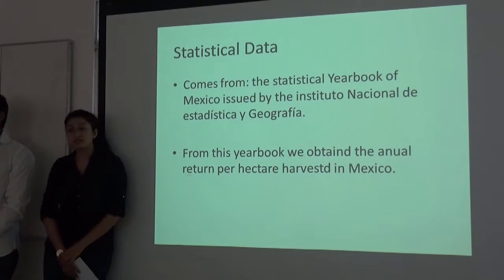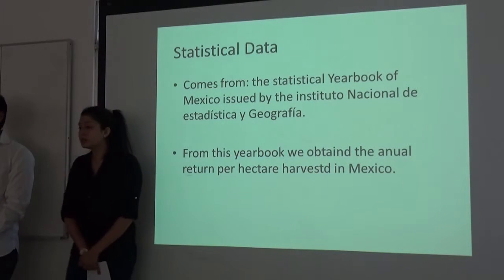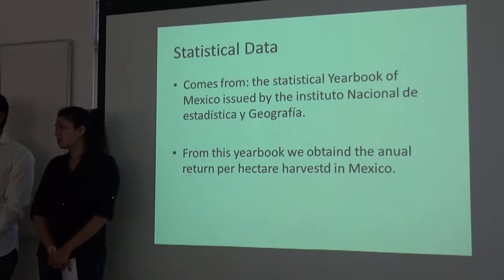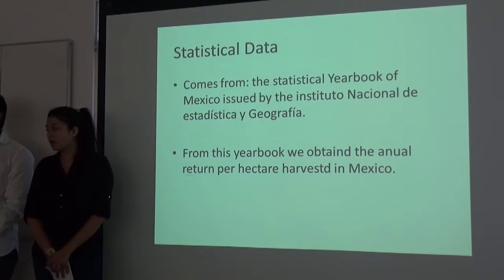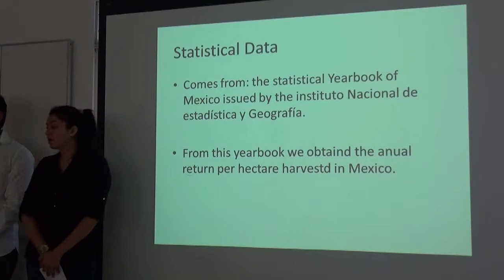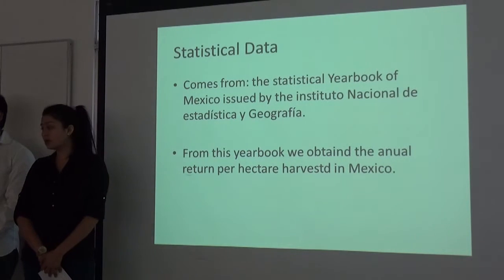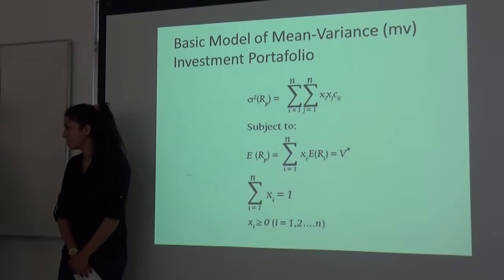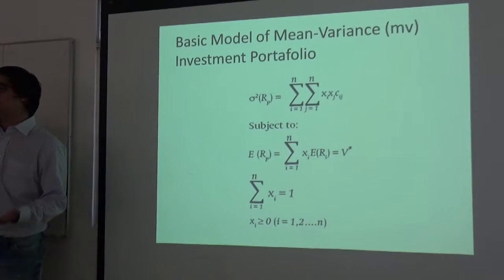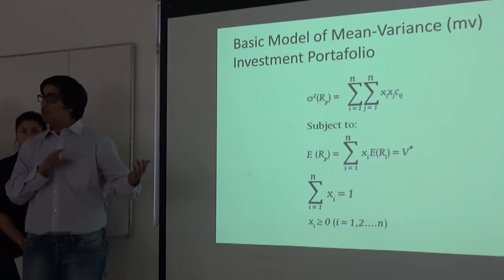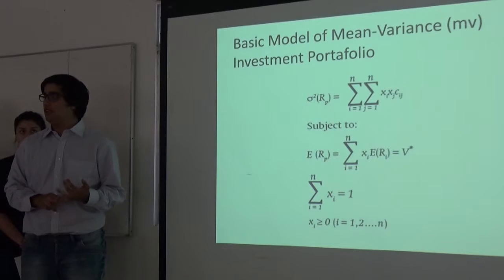Statistical data. The statistical data come from a statistical yearbook of Mexico, issued by the Instituto Nacional de Estadística y Geografía. From this yearbook, we obtain the annual return per hectare harvested in Mexico. Well, the principal reason for this paper is to compare two models, the Markowitz model and the Estrada model.